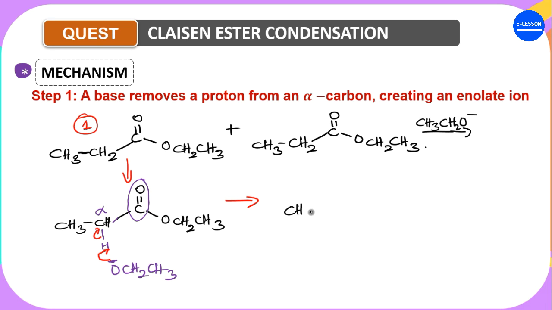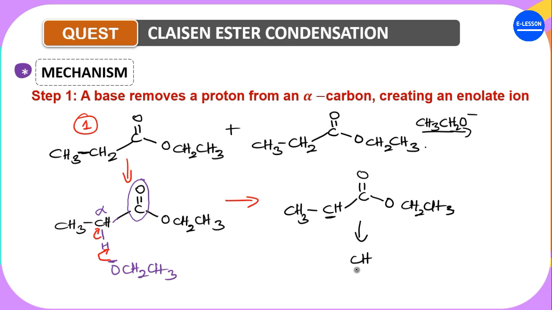So the product of this reaction would be this. You have CH3, then you have CH, then the negative charge here, and then you have C double bond O, and then O CH2 CH3. Now in most cases, it's advisable to write these products, or let me say the intermediate, in such a way that they can easily react. This CH3 here will cause a hindrance if this compound wants to react.